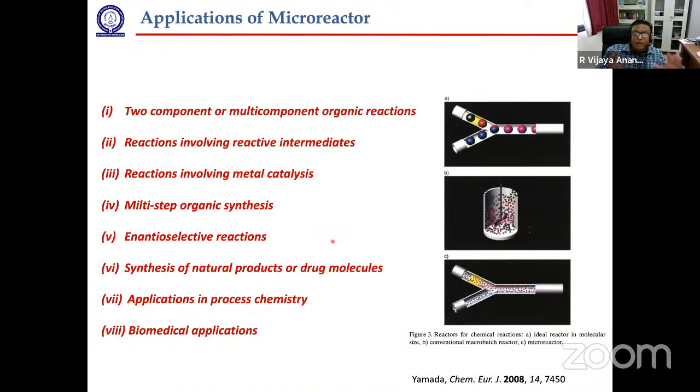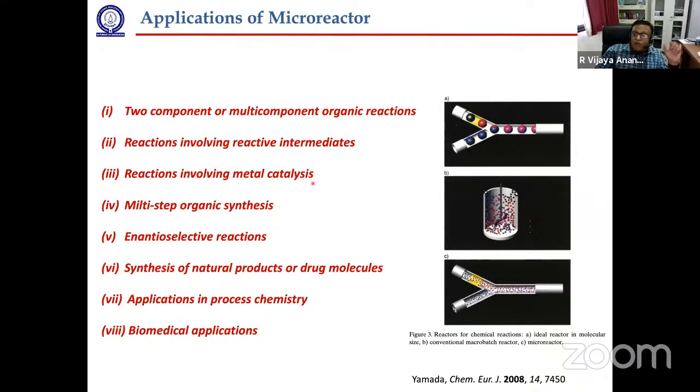All right, now I'm coming to the applications of microreaction technology. I will be concentrating more on some organic reactions. I have made it very simple so that even non-chemists will understand. So we will discuss one by one. We can do two component or multi-component organic reactions here, or reactions involving reactive intermediates, for example benzyne, or reactions involving carbocations, carbanions, radical species or carbenes or whatever.